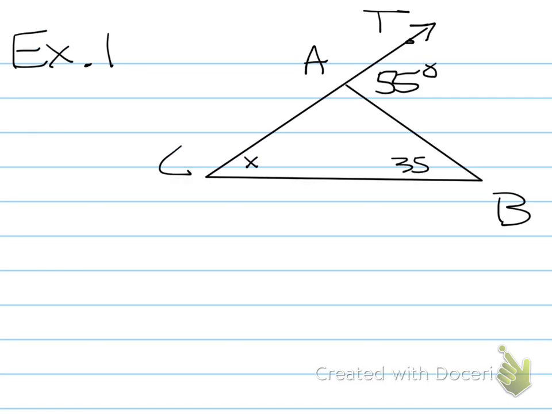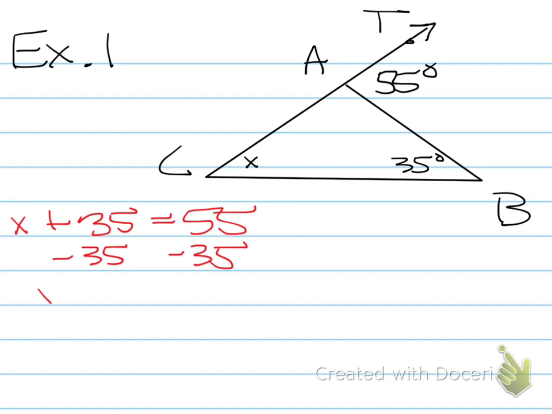So using that exterior angle theorem, we would set x plus 35 equal to 55. Solve for x by subtracting 35 from both sides, and we get x equals 20.